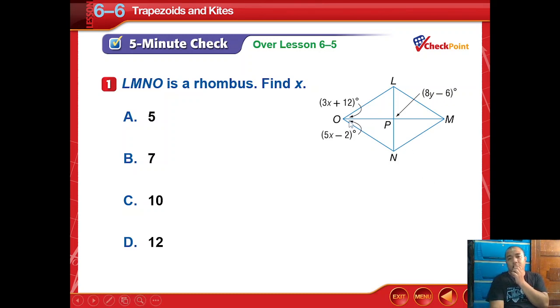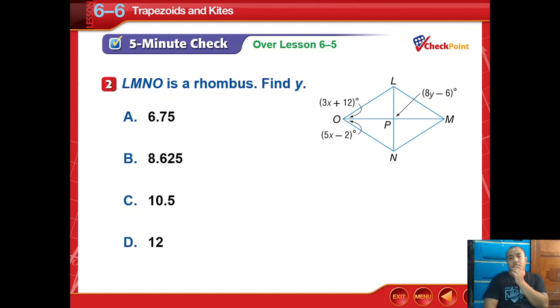Here, 3x plus 12 is the measure of angle LOM, and the measure of angle MON is 5x minus 2. I think they are equal because this diagonal bisects the angle LOM. So 3x plus 12 is equal to 5x minus 2, or 5x minus 2 equals 3x plus 12. Then we have 2x equals 14, so x is 7. That's correct, right?